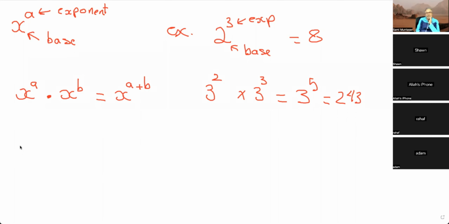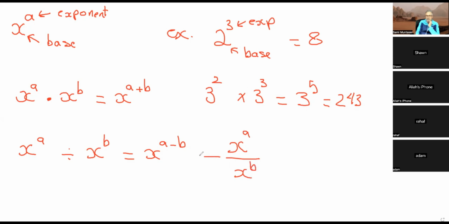And then if we have x to the a divided by x to the b, that gives me x to the power of a minus b. Remember, x to the a over x to the b means division, so it should give you that as well. So x to the power of a over x to the power of b just means x to the a divided by x to the b. So you get x to the a minus b.